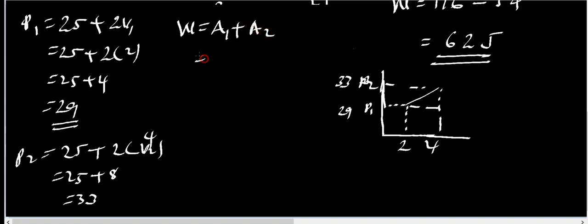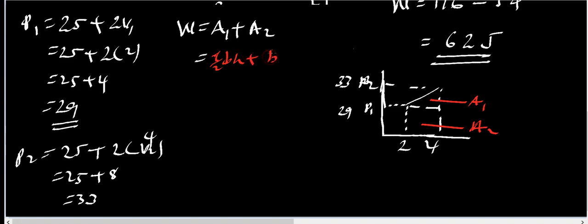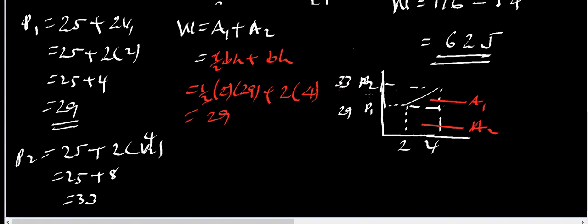Therefore, work done is equal to area 1 plus area 2. Let's say this is area 1 and this is area 2. Area 1 is a right-angle triangle. Therefore, 1/2 base times height plus base times height. 33 minus 29 is 4. This is 4, and this is 2 by 2, and 29.